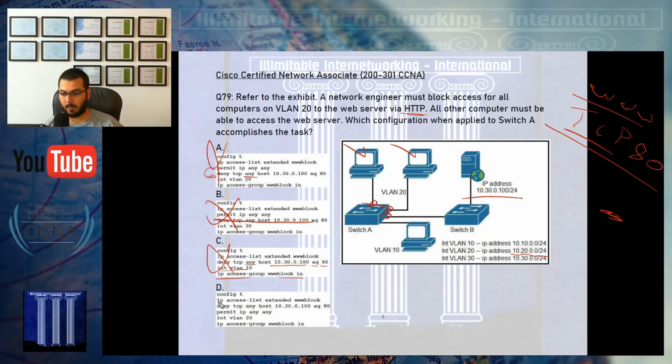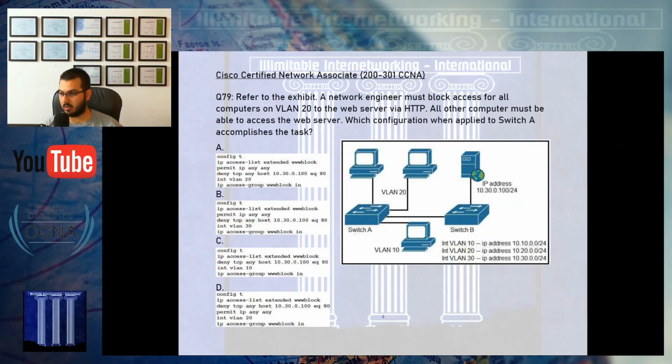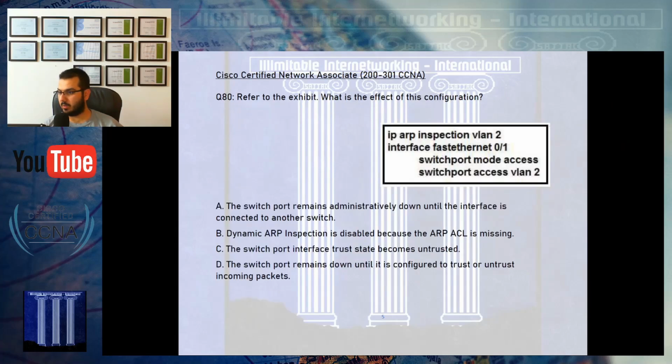Let's hope for number 4. IP access list extended www block. Okay, deny TCP any from anyone, from any host going to the server. Then permit any other one, and then go to the interface VLAN 20 and apply it as an in. Okay, I agree, because whenever a host on VLAN 20 tries to reach the interface VLAN 20, which is its default gateway, then it will be blocked because it's in for interface VLAN 20. So D is beautiful. Answer D is the best one regarding the others.